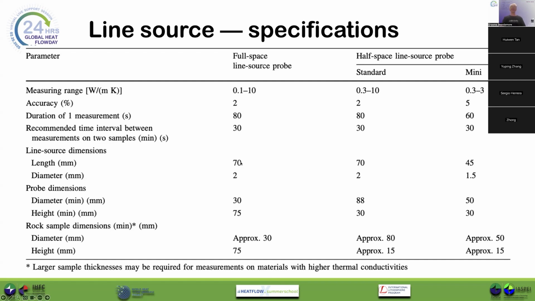Typical length of a needle, 70 millimeters. Diameter, 30 millimeters. That's not right. It should be 0.3 of a millimeter, might be a minimum diameter. The height is right there. And rock sample dimensions.